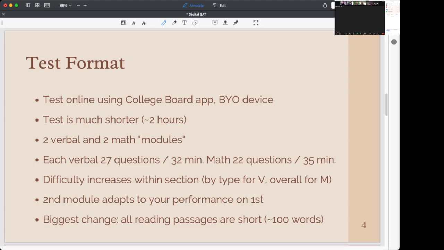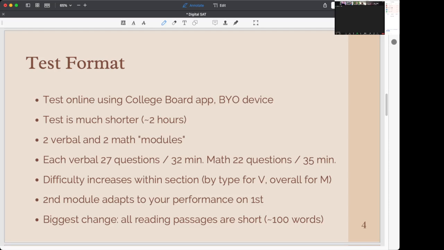The math modules, also pretty similar. The big difference is now it's online and you can use an online calculator that's built into the app called Desmos. And the calculator is actually really useful compared to a handheld calculator. So students will want to get used to that, of course, as they're practicing.